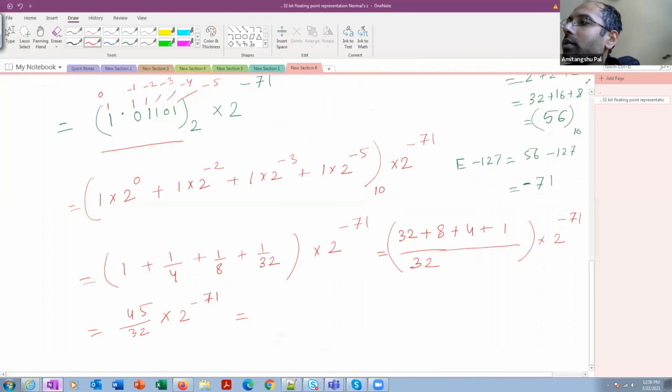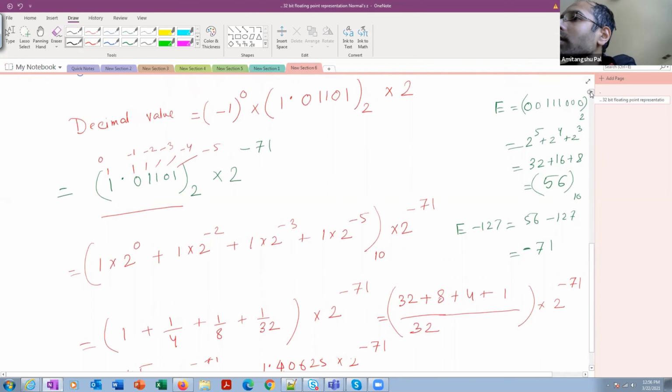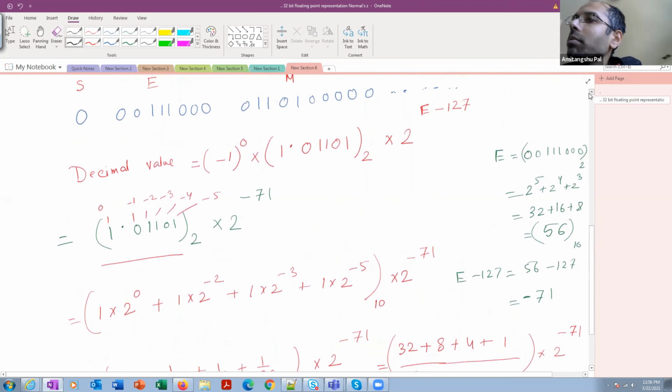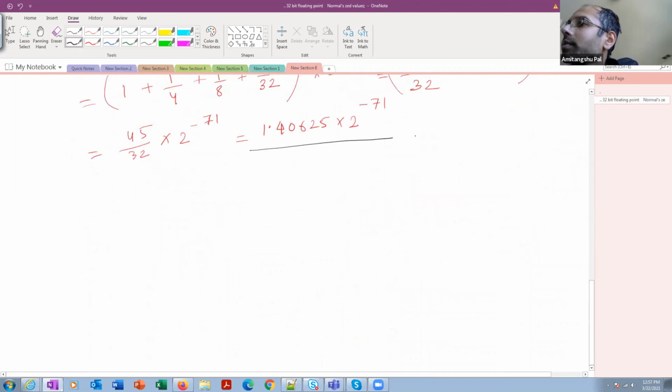So it is 1.40625 multiplied by 2 to the power -71. This is going to be the value corresponding to this binary number. If I represent this binary number in 32-bit floating point representation, the corresponding value is going to be this.